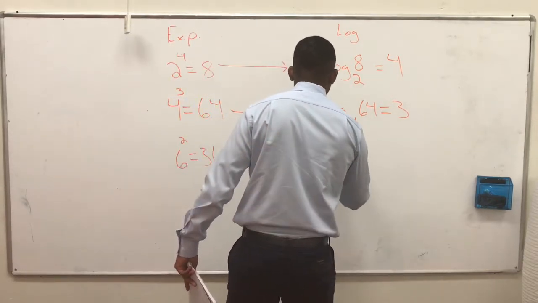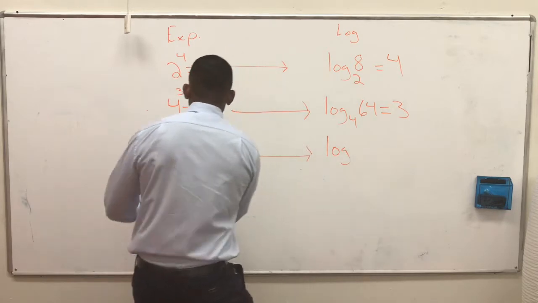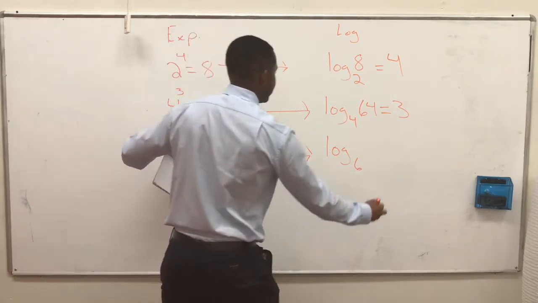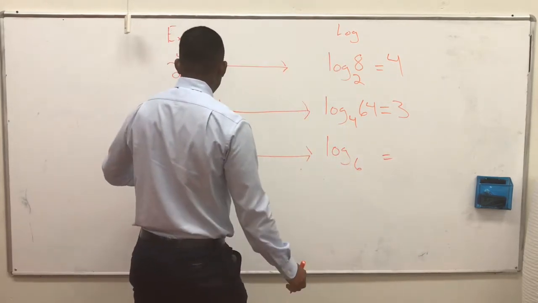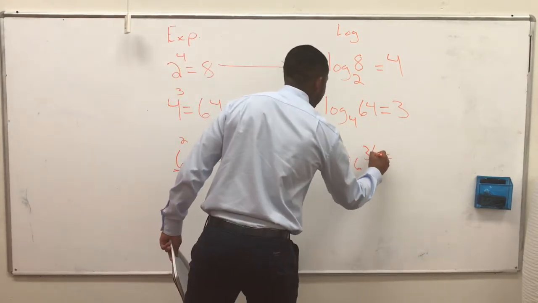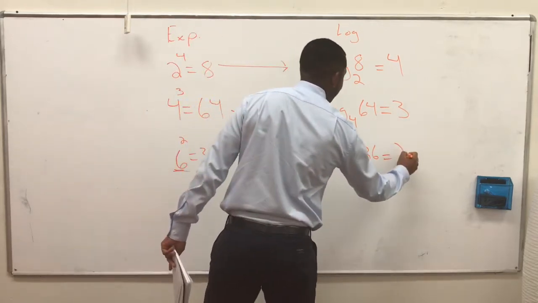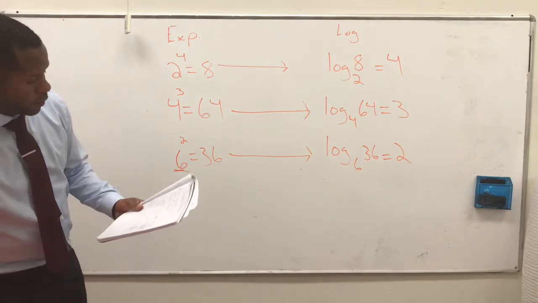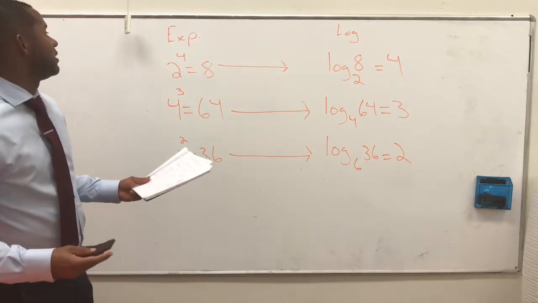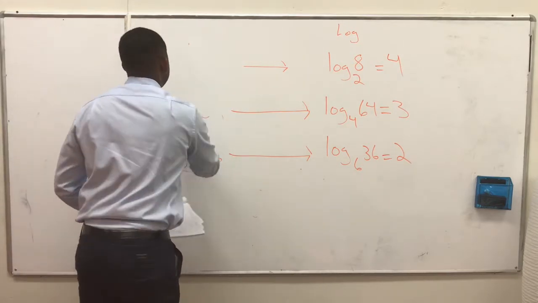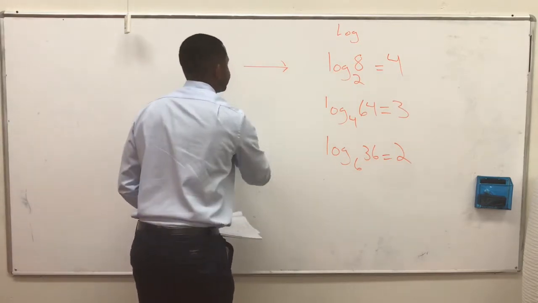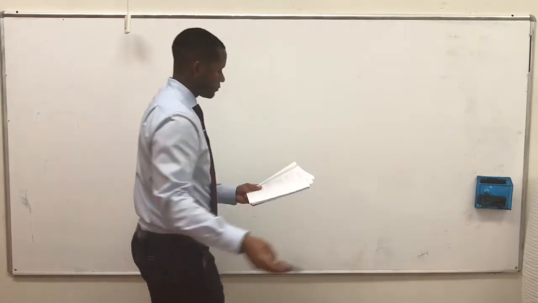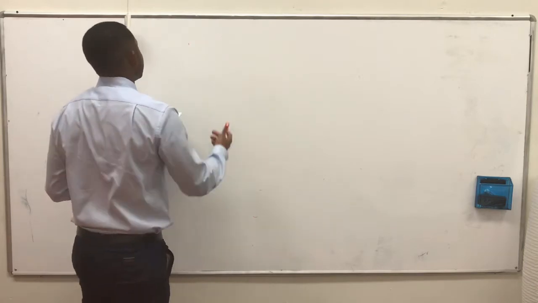I know it's a log. I know we're talking about base 6. I know my answer is the exponent, what I'm ultimately looking for. So when base 6 gets to 36, what is my exponent? And that is 2. All right, those are logarithmic equations. You're going to get practice with this.